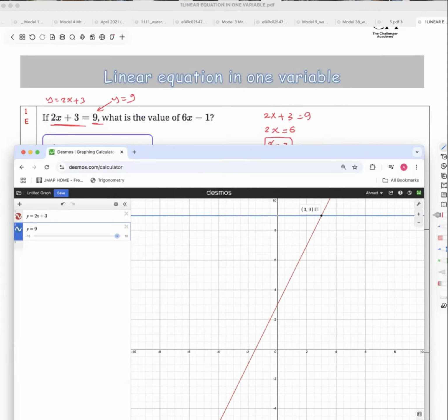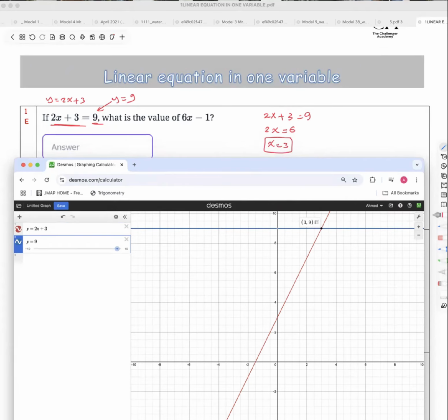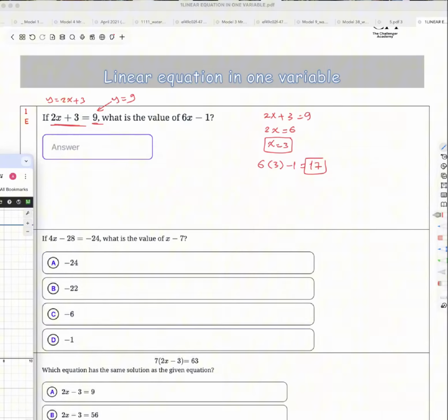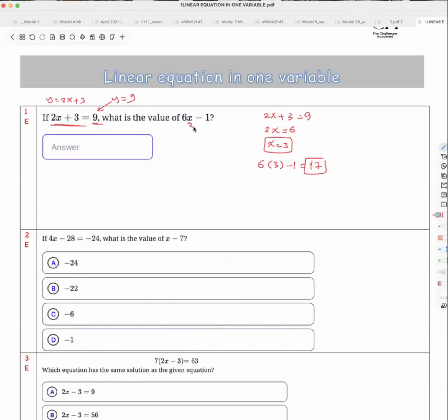3, this is the x coordinate, and this is the answer. This is the value of x, as we mentioned before. So x equals 3. Then put x equals 3 here. So 3 times 6, or 6 times 3 equals 18. 18 minus 1 equals 17. So the final answer is 17.